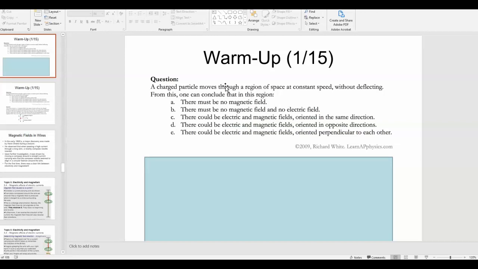So the question says, a charged particle moves through a region of space at constant speed without deflecting. From this, one can conclude that in this region... there's 5 different answer choices. I want you to read the question carefully, read the answer choices carefully, and see if you can figure this question out.